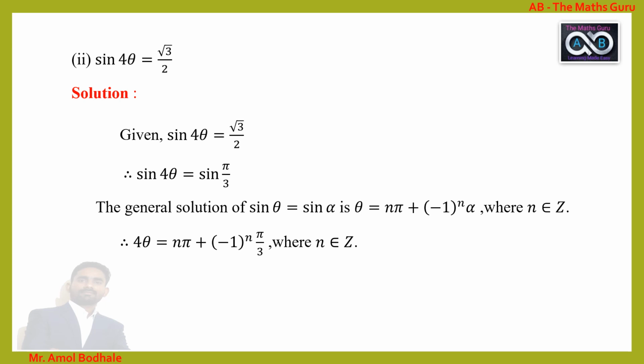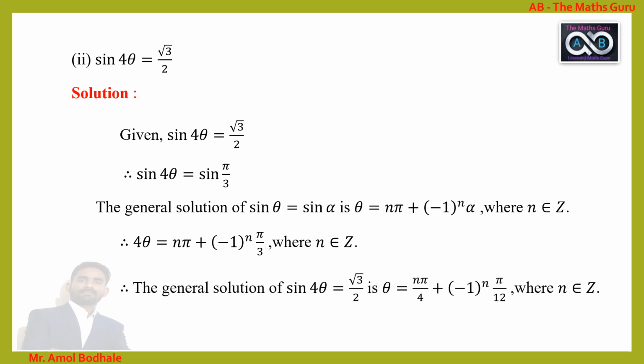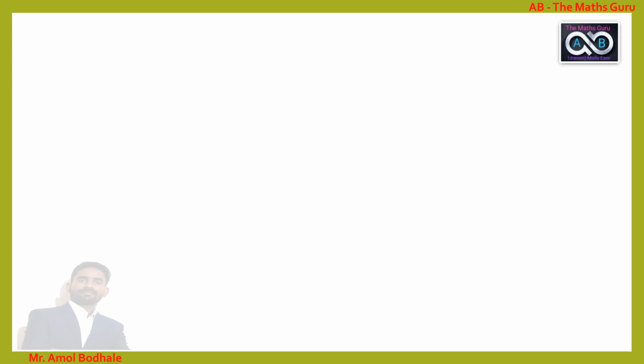So therefore we get 4 theta is equal to n pi plus minus 1 raised to n pi by 3, where n belongs to Z. So therefore the general solution of sin 4 theta equal to root 3 by 2 is theta equal to n pi by 4 plus minus 1 raised to n pi by 12. So if we divide by 4 on this side, we get n pi by 4 plus minus 1 raised to n pi by 12. So we get this solution. Let's see the next example.